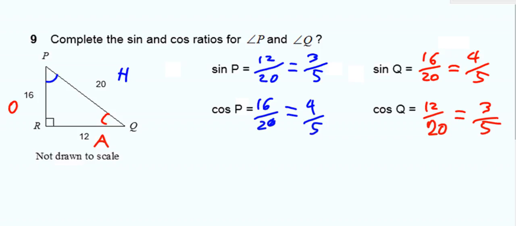And like we mentioned a few problems ago, I think it was number 6, since these are complementary angles, P and Q are, that means sine of P is going to equal cosine of Q, and cosine of P will equal sine of Q, because they are complementary.